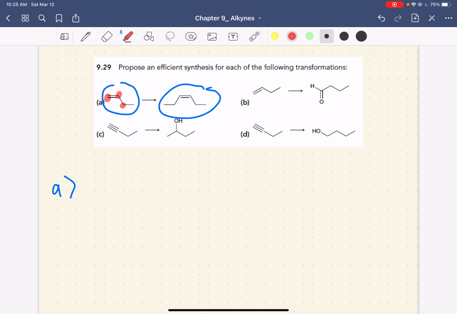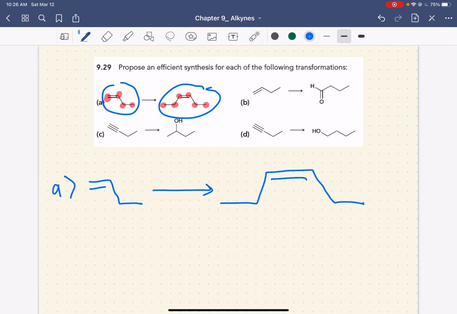We have 1, 2, 3, 4 carbons to start off with, but our final product has 1, 2, 3, 4, 5, 6 carbons. So obviously we've added some carbons. We want to add some carbons ultimately to form this final product. All right, let's draw this out. All right, so we know that we ultimately want to get this cis-alkene.